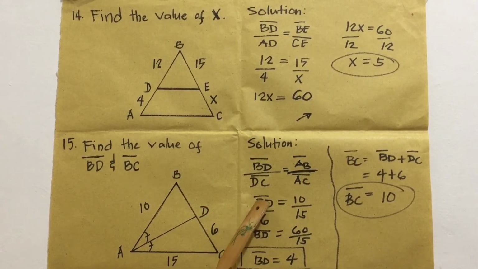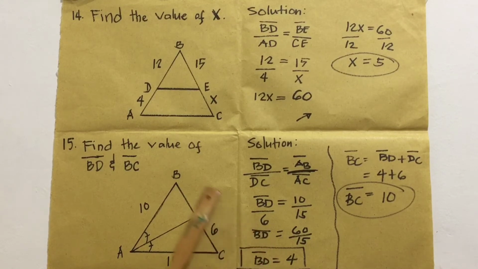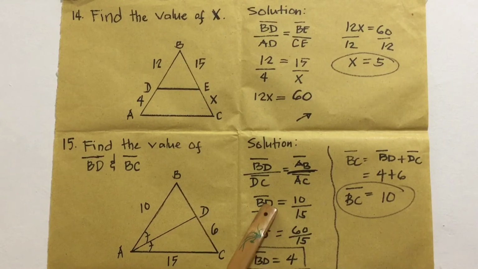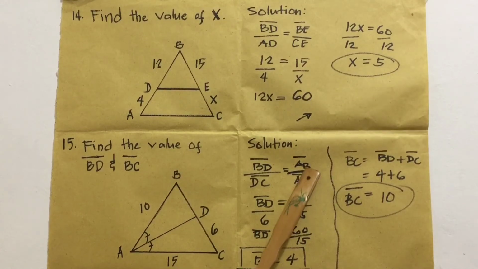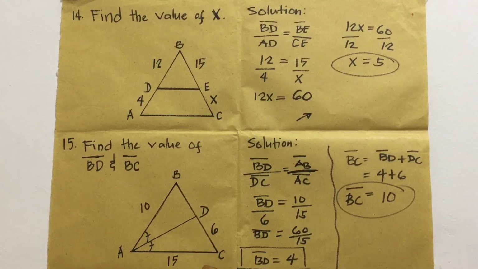After the proportion, next is a substitution. We're going to substitute for the value of BD. The value for BD, we don't have. For the value of DC, here, 6. For the value of AB, here, AB is 10. And for the value of AC is 15.